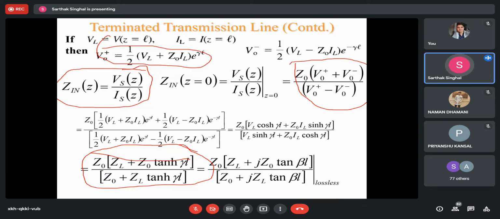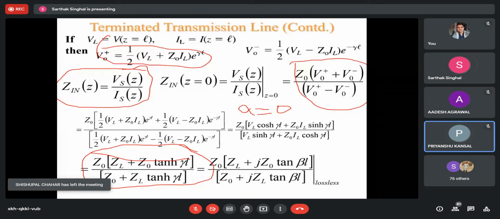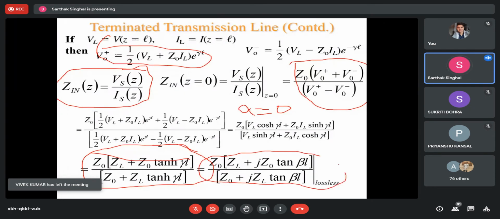But in general, we talk about the lossless transmission line. In case of a lossless transmission line, your alpha will be 0, right? And what will be the value of gamma? Gamma will be given by J beta. So tanh of J beta L will be equal to J tan beta L, right? So this will be the input impedance of a lossless transmission line, right?